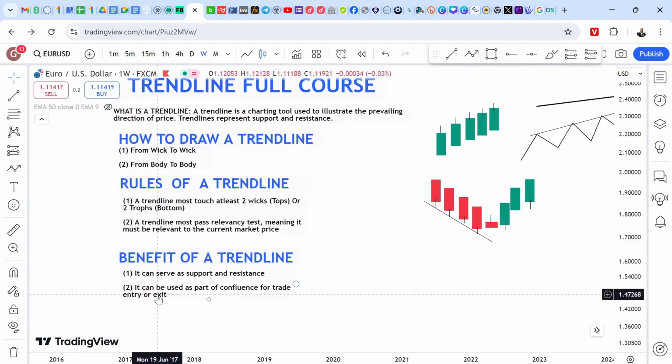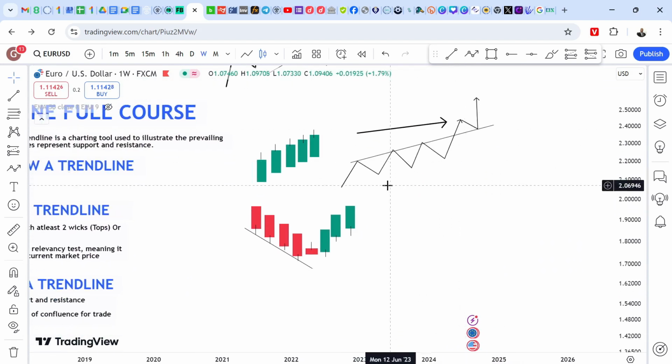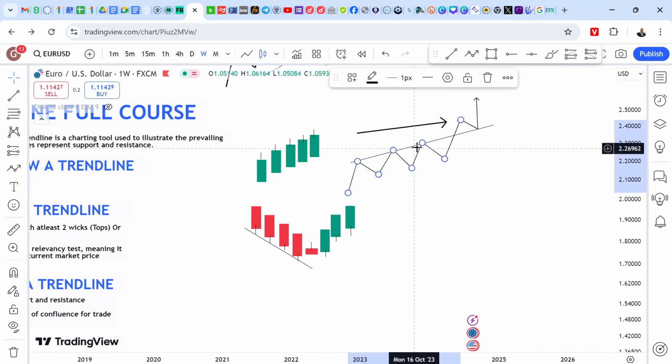Number two, it can be used as part of confluence for trade entry or exit. All right, let's say I'm a breakout trader, breakout and retest, and spotting a trend line like this.